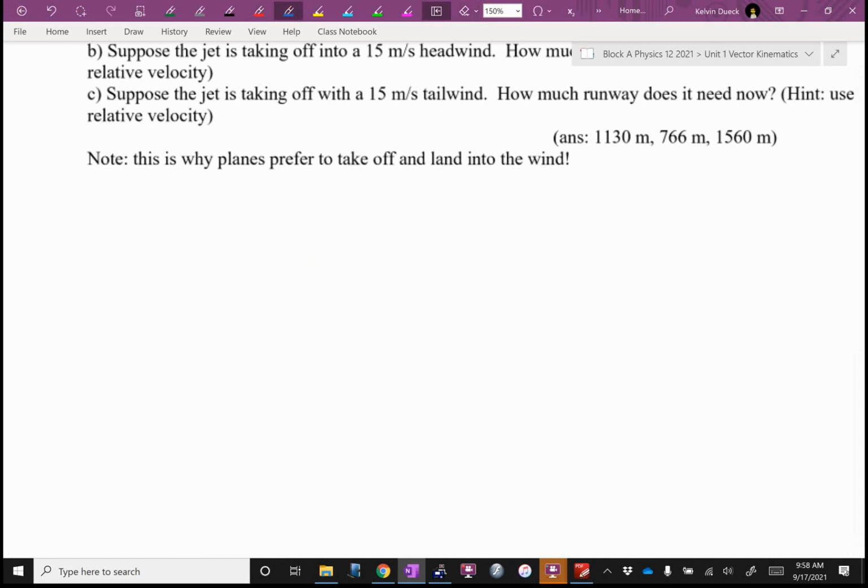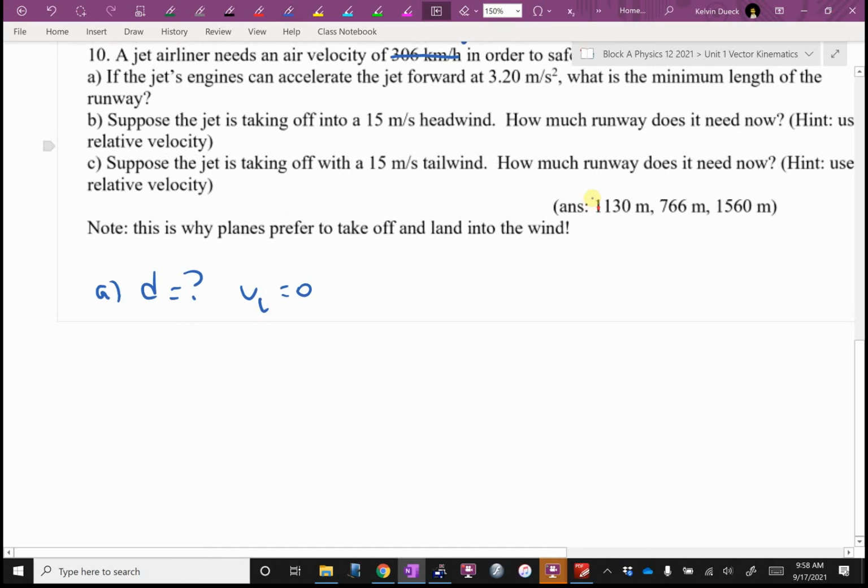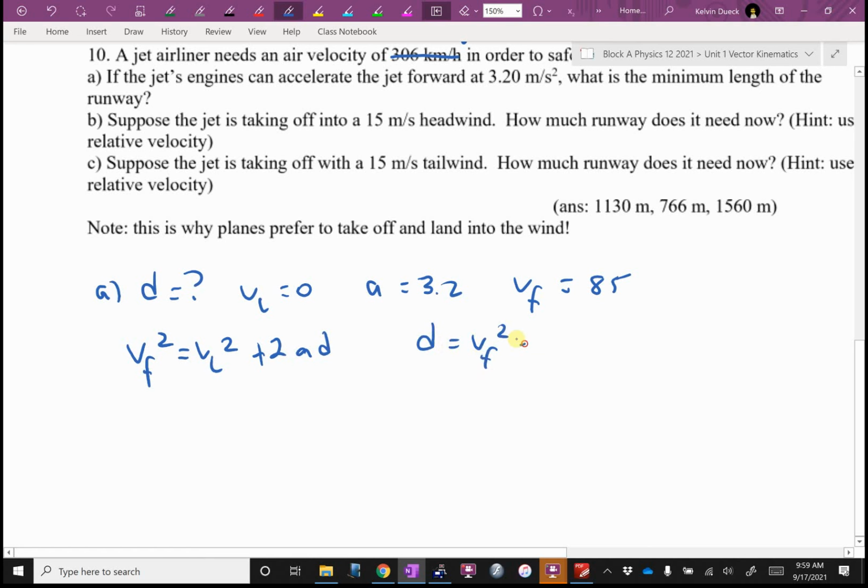Part A says this. Find distance. Let's assume that all airplanes stop before they take off. VI is 0. I've never seen a plane go crazy around the runway and start going. They always come to a stop. A is 3.2. VF in part A is 85. I'm going to use VF squared equals VI squared plus 2AD and get the D by itself. And that'll give me my answer for part A.